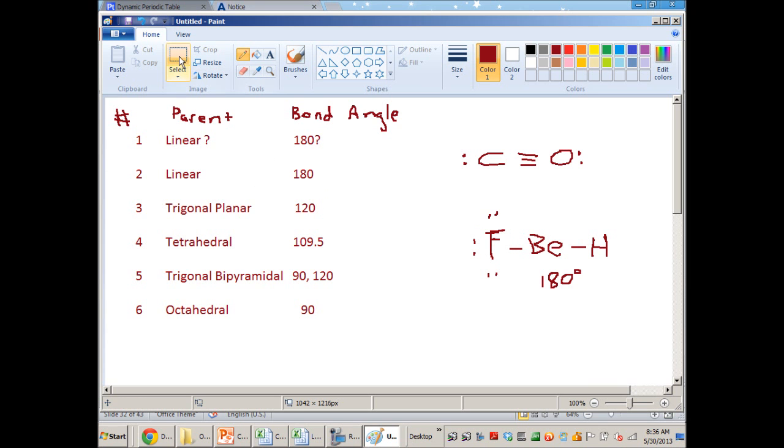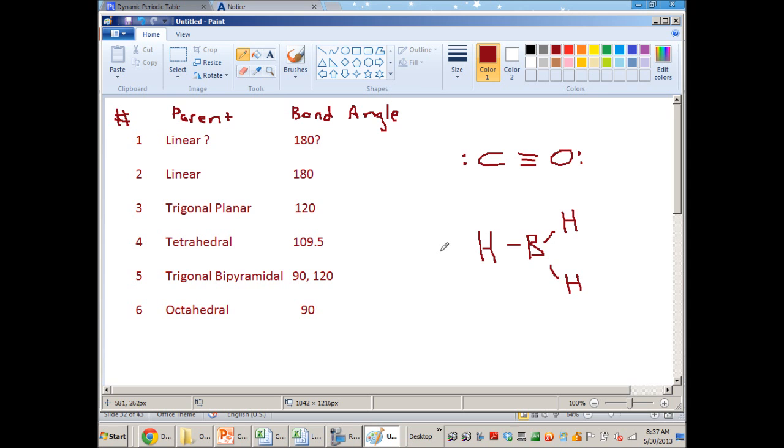We talked about trigonal planar. Here's an example of trigonal planar. So this is kind of a lie, because this doesn't actually exist like this in real life, but we'll go with it for pedagogical purposes. So it's okay to lie if you're a teacher.